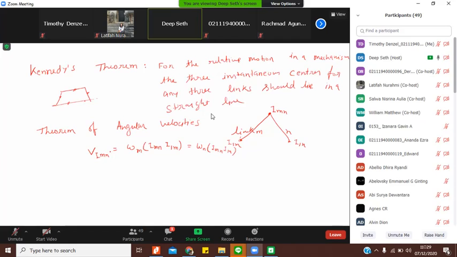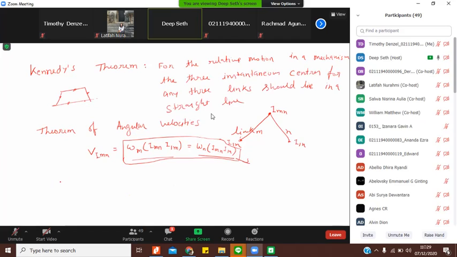So the velocity at I_MN, what will it be? You can get it either from this link or from this link. So you just have to equate them and you will get this. So this is what the theorem of angular velocity says, and it's very simple, that we have seen till now.